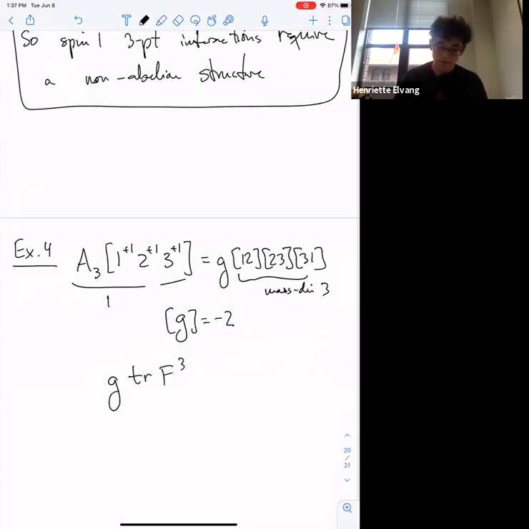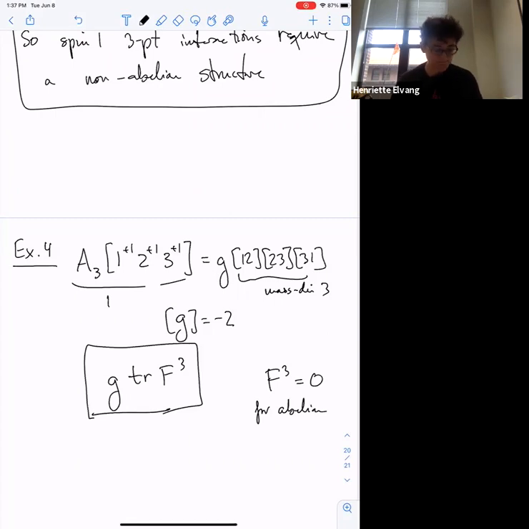Again, you see that this must be a color ordered amplitude because otherwise it would be antisymmetric in identical labels. And that's why F cubed is 0. Well, that's because F cubed is actually 0 for abelian. So you actually need the non-abelian interaction also in this case. Makes sense?